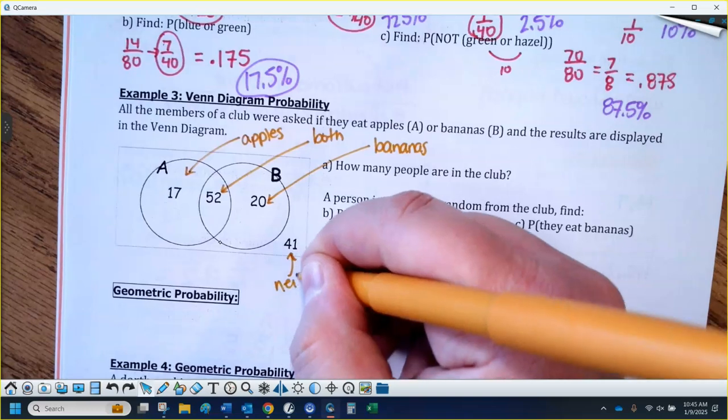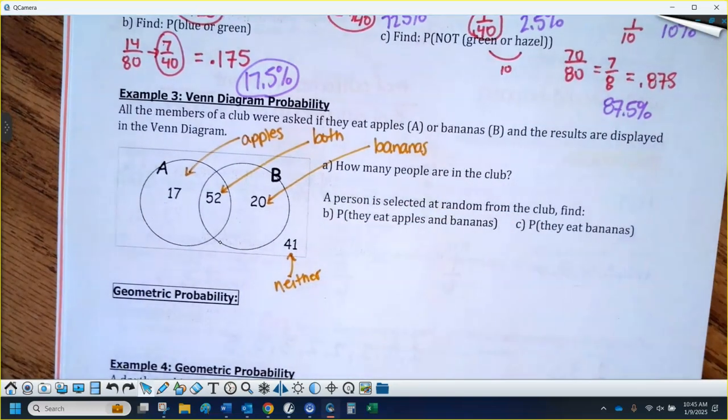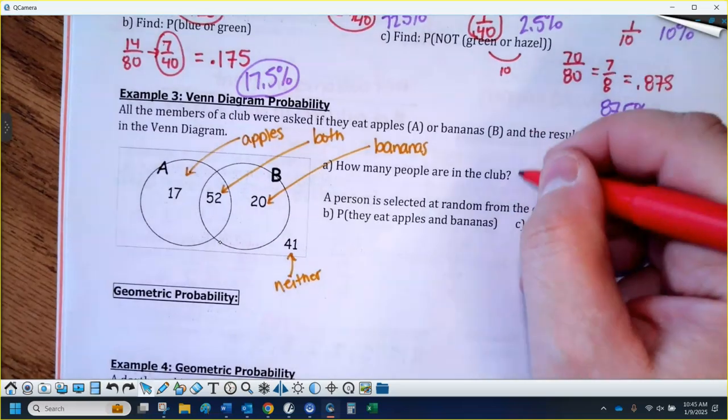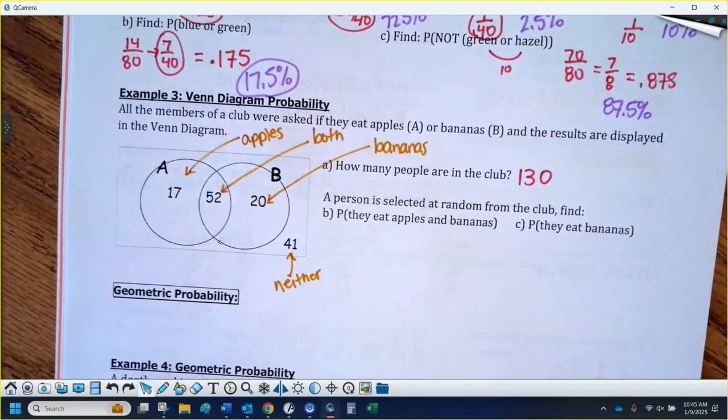Neither. Good. Okay. Now, I know there's one that overlaps, but the 52 are the people that fall in both of these categories. So you'd actually just literally add the 17, the 52, the 20, and the 41 all together. So there's 130 people here.